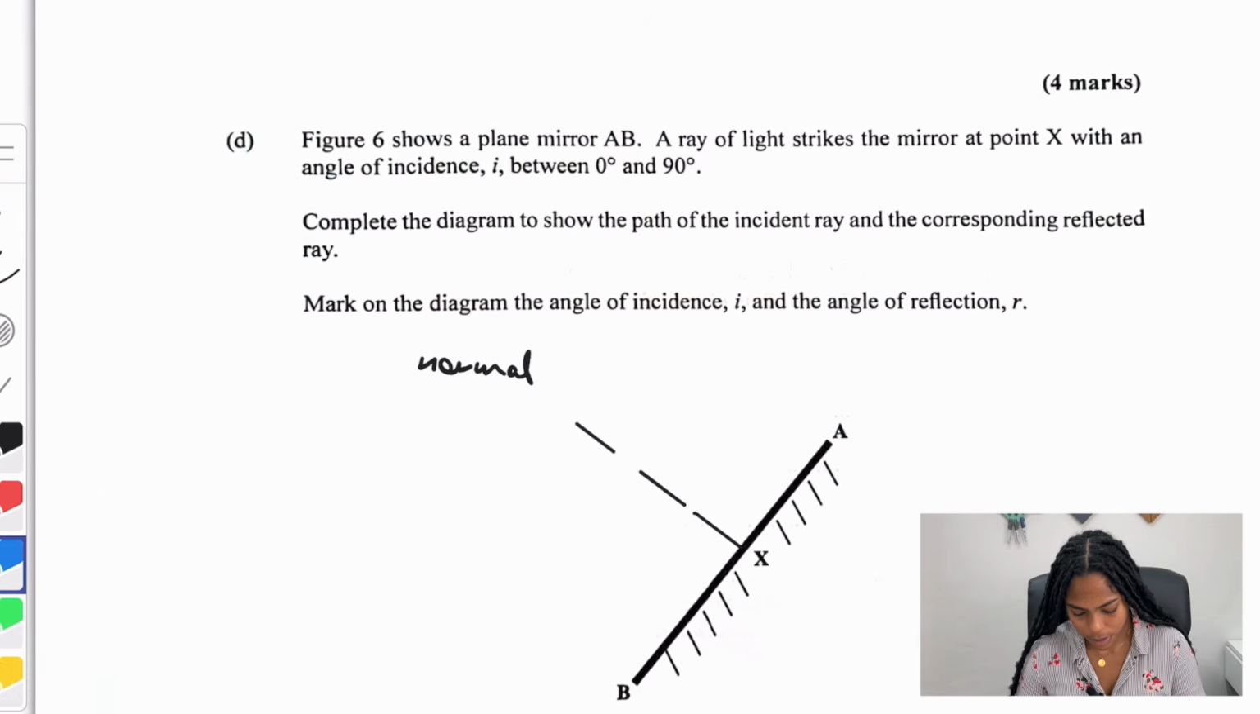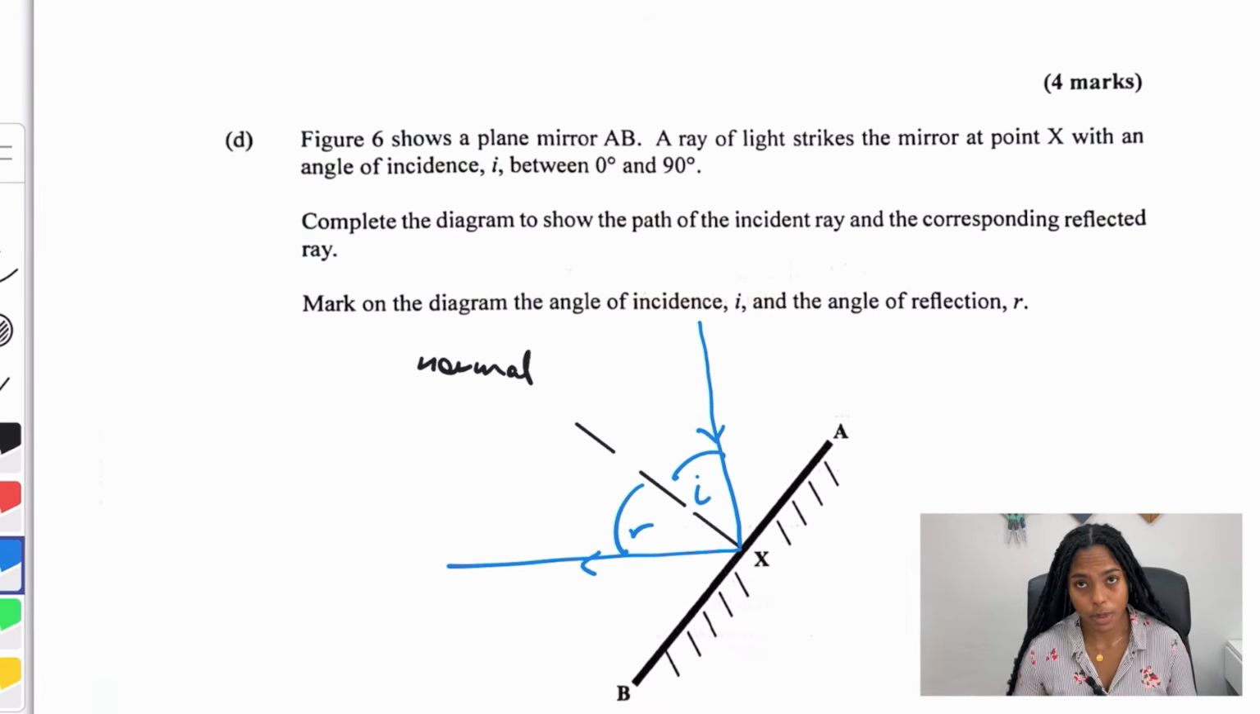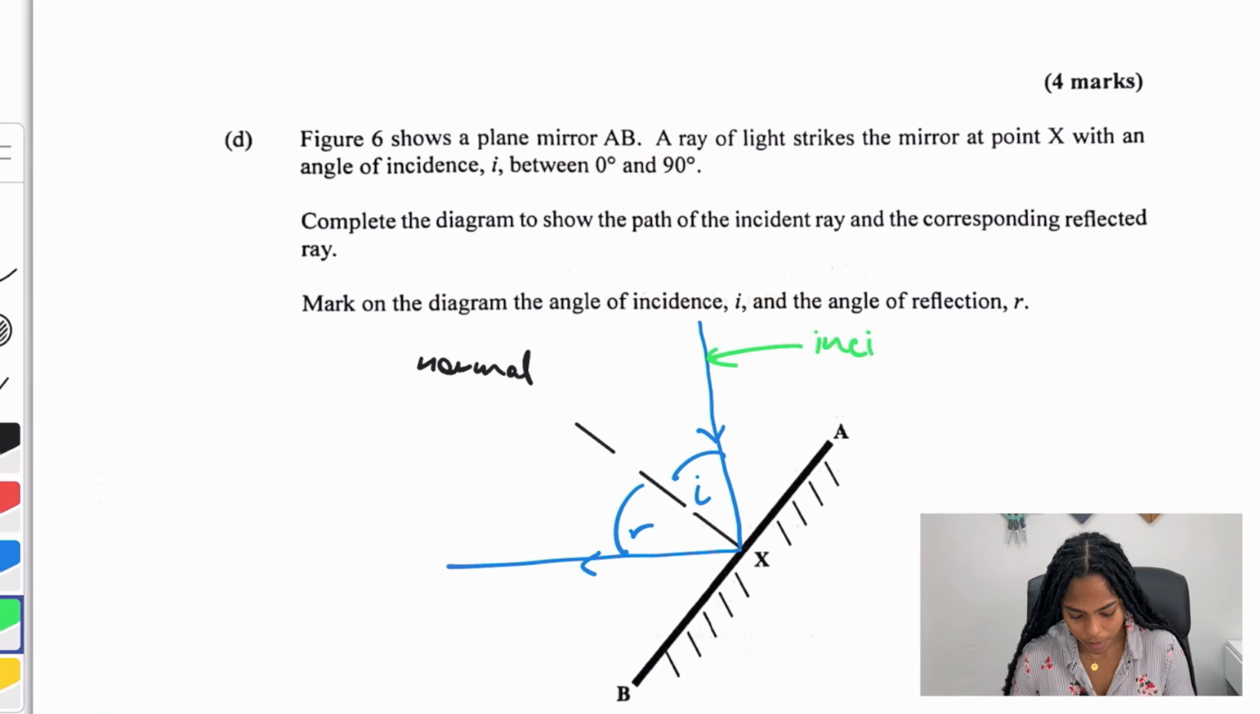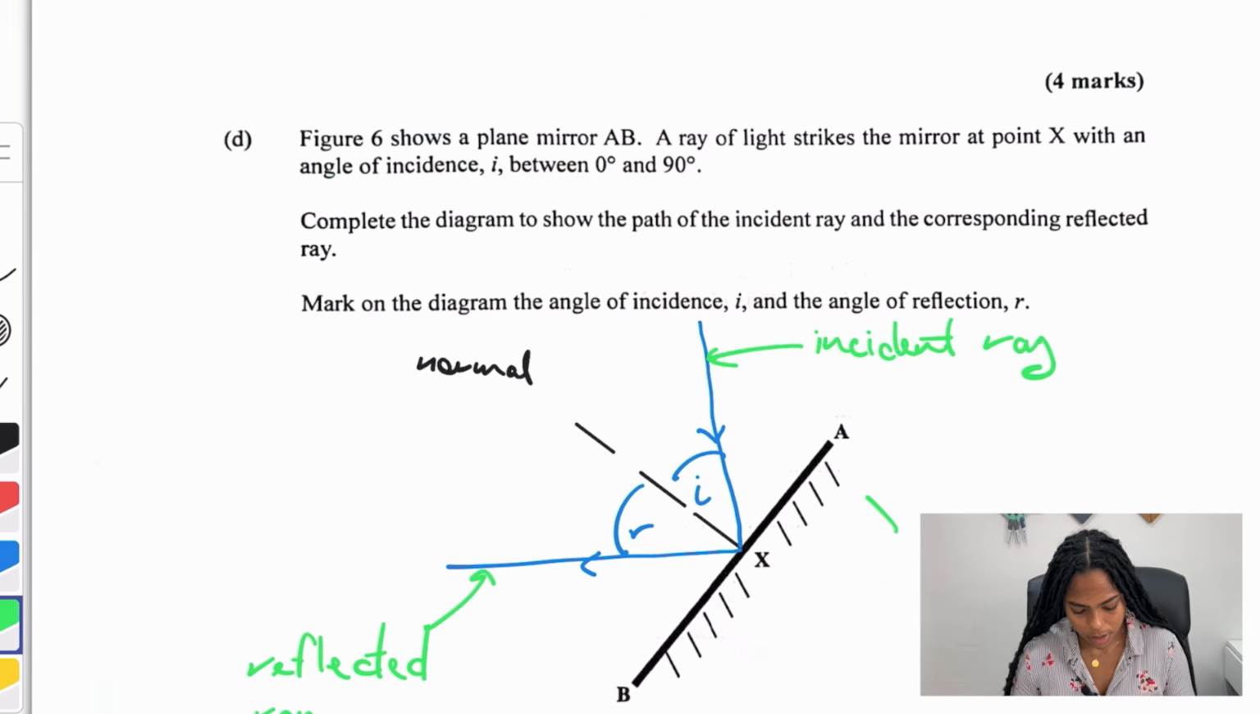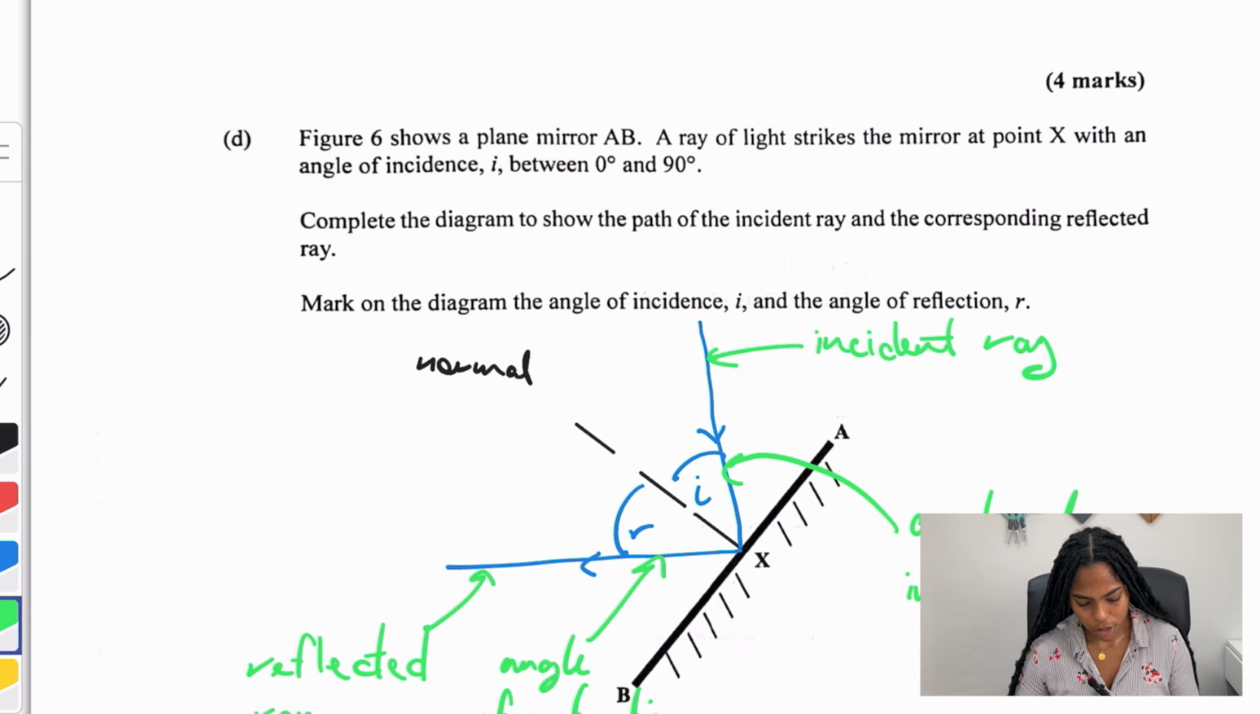So my ray is coming in this way, and then it's going to be perfectly reflected this way. This is I, this is R, but still I'm going to make sure to label these because we don't want to lose marks for not labeling. So this is my incident ray. This is my reflected ray. This is my angle of incidence. This is my angle of reflection. And that's it. We're good to go. Make sure to draw your arrows here because in questions like these, all of these things factor in for marks.